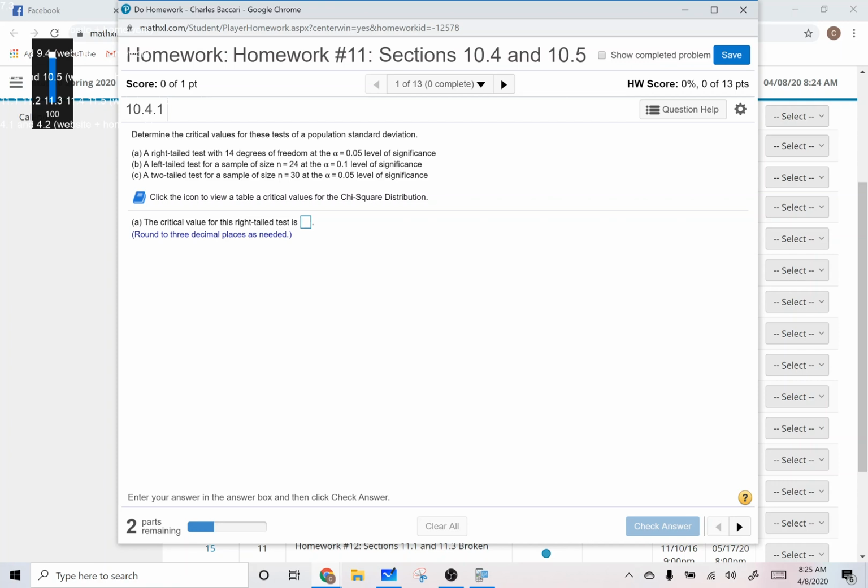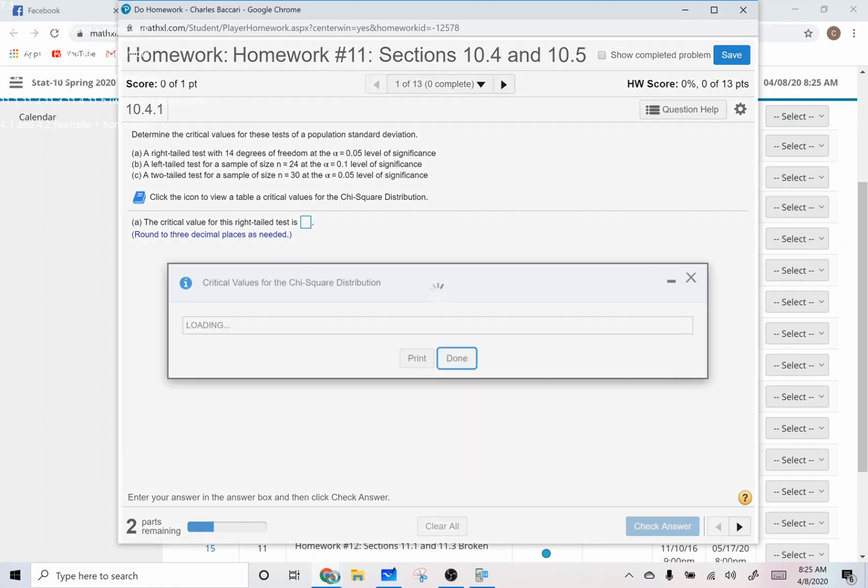Okay, so this is for the homeworks at 10.4 and 10.5. This is about hypothesis testing with regard to the standard deviation. To do this, the first thing is to find the critical values. This is pretty straightforward for part A. You're just going to click here.